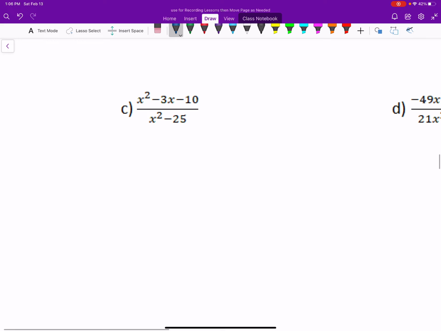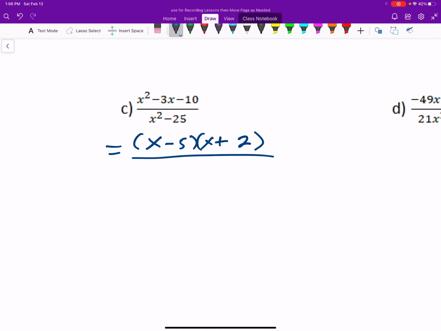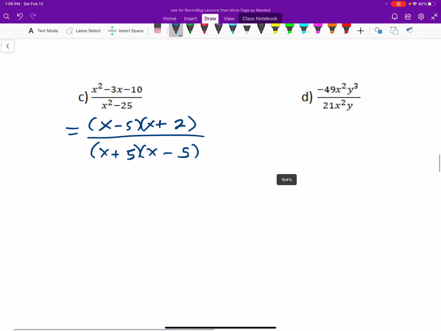C part, again, factor. Okay, it's a simple trinomial. There's no common factor on the top. Two things that multiply to give negative 10 and add to give negative 3. I know it's 5 and 2. If I make the 5 negative and the 2 positive, that would work out. On the bottom, it's a difference of squares. So it's x plus 5 and x minus 5. It doesn't matter which order. You could do minus 5 first. It's absolutely the same thing.